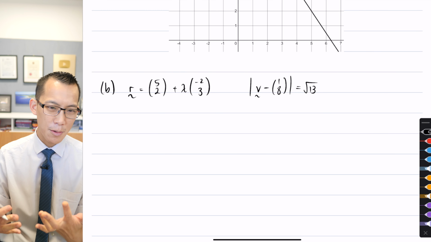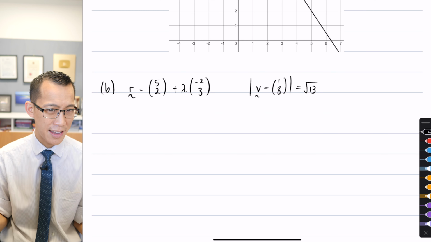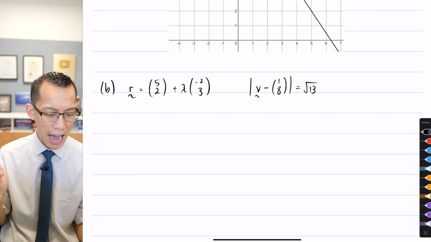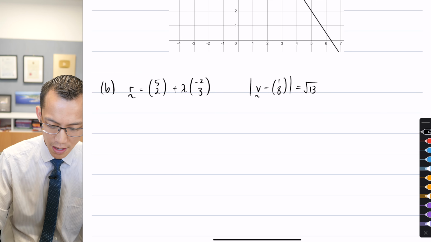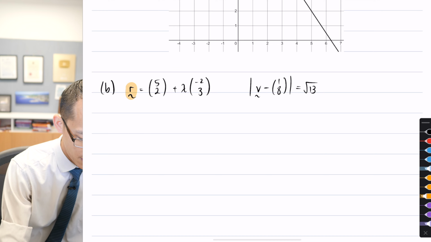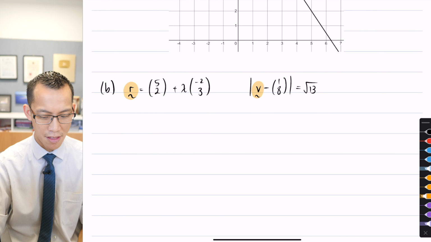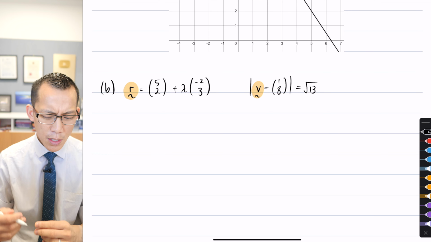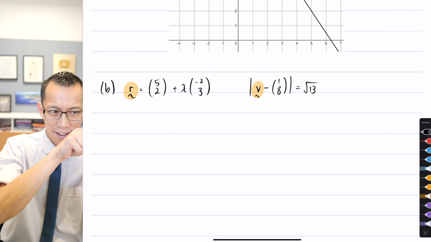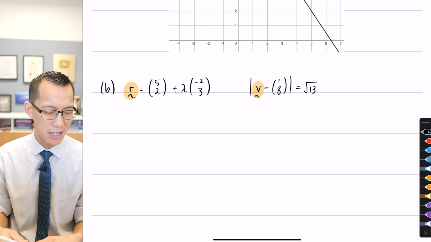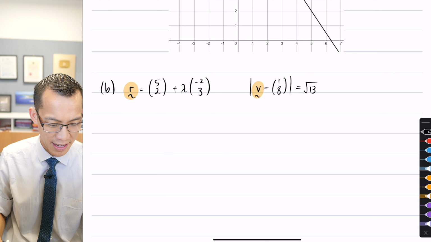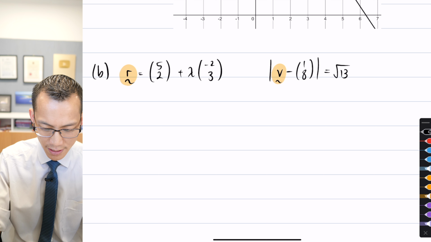Now, when solving simultaneously, I'm doing just the same thing as I did with the Cartesian equation. I'm substituting one thing into the other, but it's a bit weird because this is the arbitrary vector on one side, and this is the arbitrary vector on the other. The variable, I should say. So therefore, weirdly, I'm going to substitute r into v. That's what solving simultaneously looks like in this context. Okay, so let's just write that out.